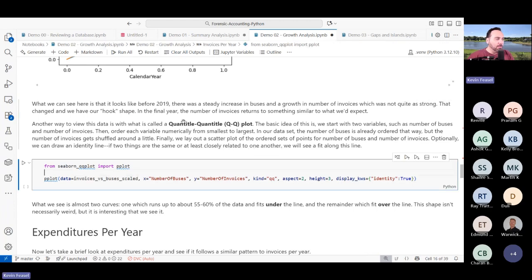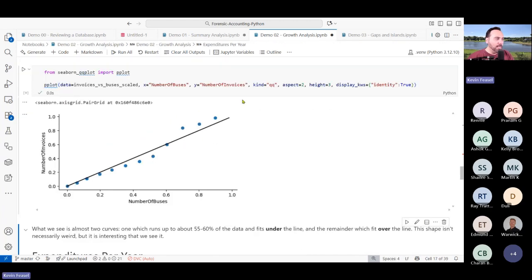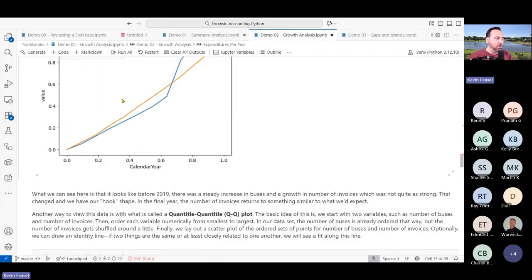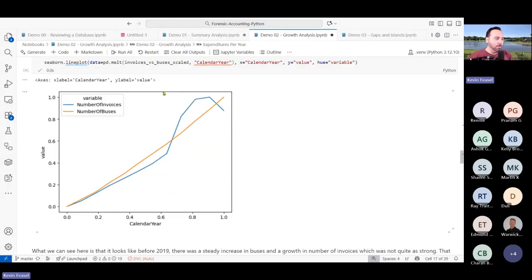And we can also build something called a QQ plot, a quantile plot. The idea here is I have two variables, number of buses and number of invoices, and I can order each variable from smallest to largest. What I want to see is a scatter plot of the ordered points, number of buses against number of invoices, from smallest to largest. Both are scaled to 0.0 to 1.0, so we're still using the min-max scaler from above.